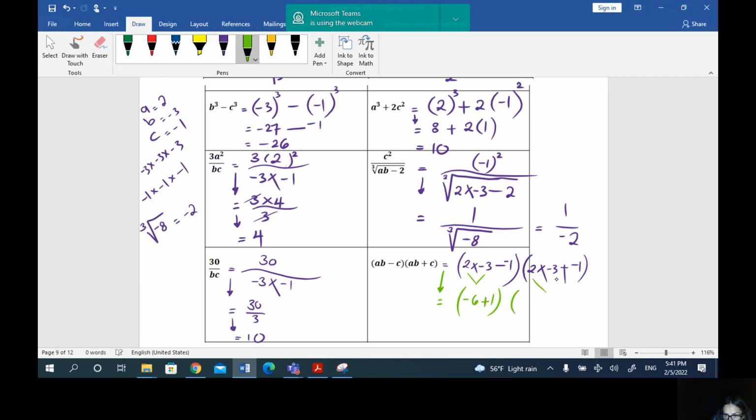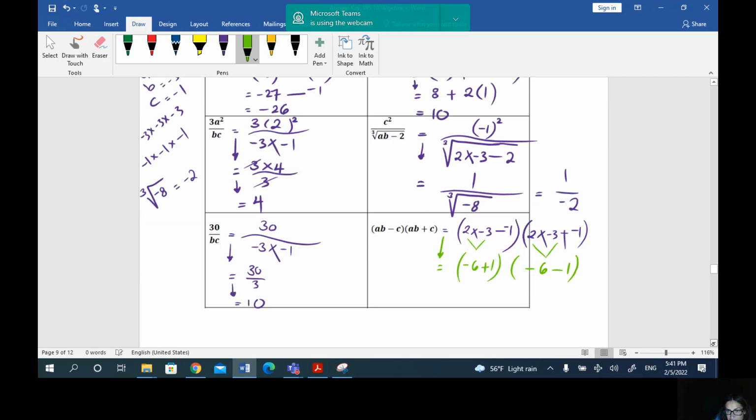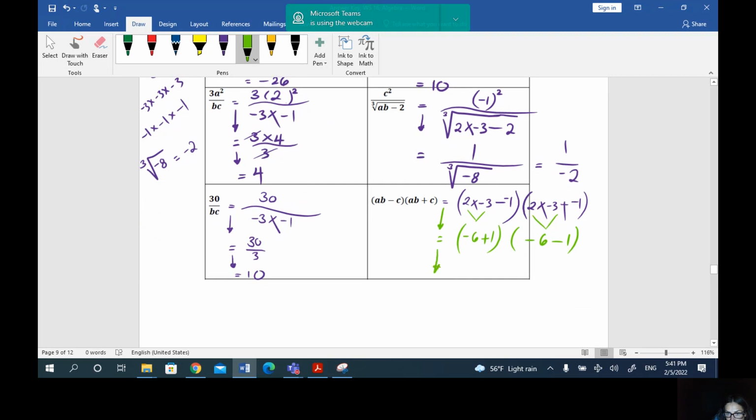And here, negative 6 minus 1. Okay, let's simplify it, put it in its simplest form. So negative 6 plus 1 is negative 5, times negative 6 minus 1, negative 7. Negative 5 times negative 7 will be 35.